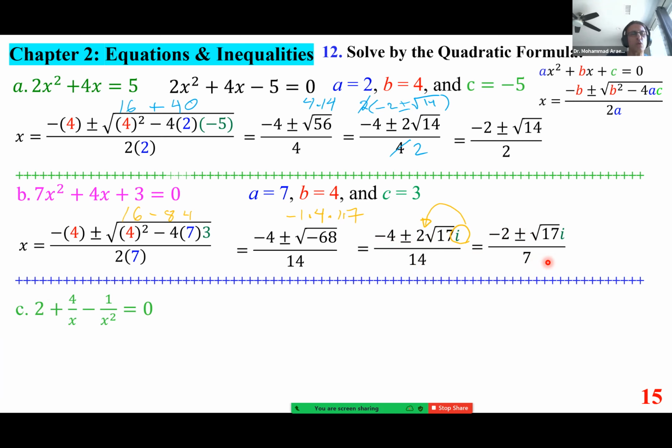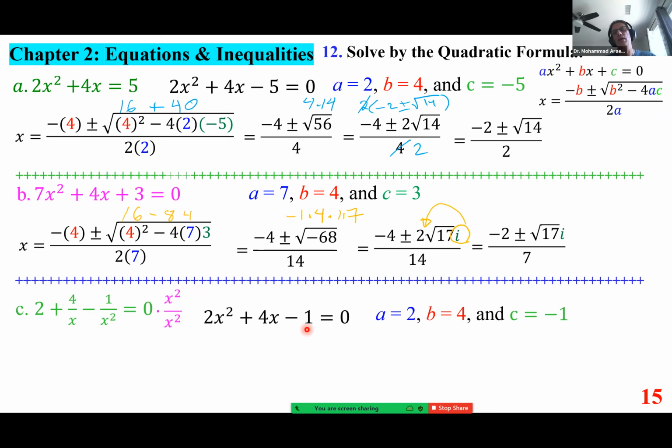For this one to work, it doesn't look like a quadratic. To make it so, you multiply both sides by x squared. Needless to say, x can't be 0. When you do that, you get 2x squared plus 4x minus 1. And a is 2, b is 4, c is negative 1. And again, you can plug in and do the math.